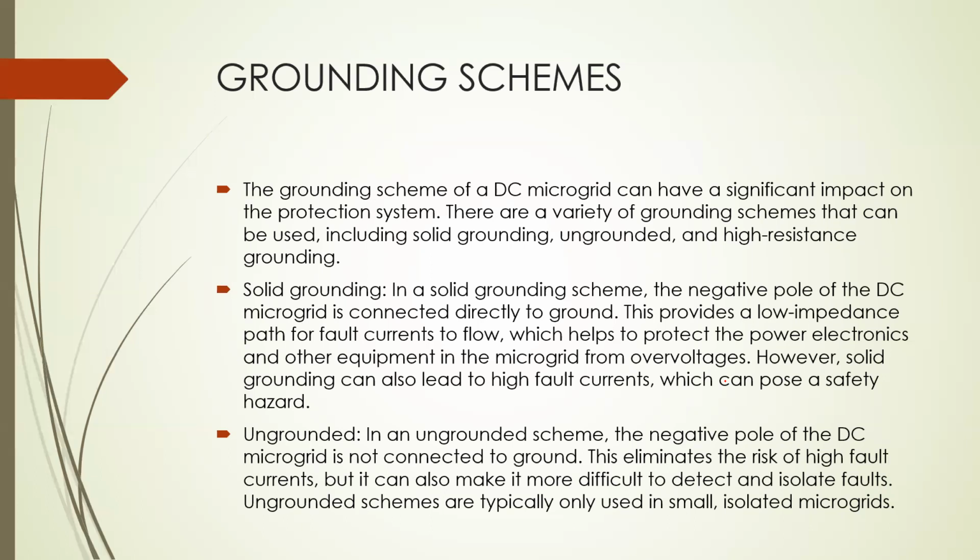Ungrounded. In an ungrounded scheme, the negative pole of the DC microgrid is not connected to the ground. This eliminates the risk of high fault currents, but it can also make it more difficult to detect and isolate faults. Ungrounded schemes are typically used only on small or isolated microgrids.